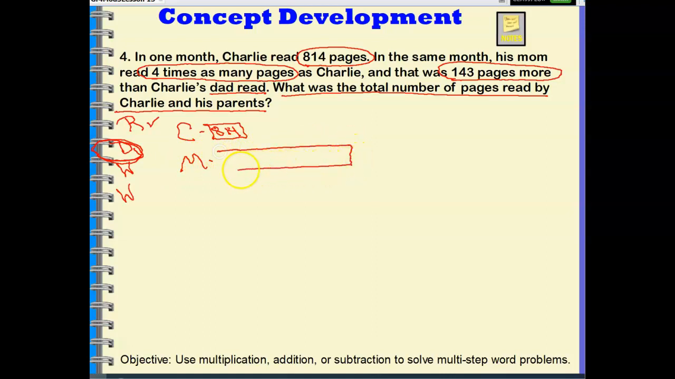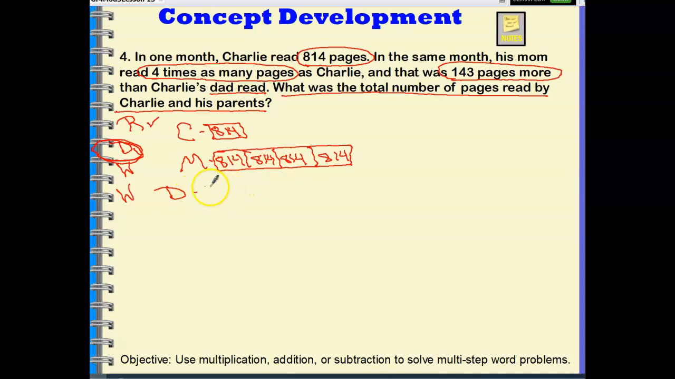So Mom read 4 times as many pages as Charlie. So I'm going to split her tape diagram into 4. And so she read the 814 4 times. 814. Okay. Now, this is the part that gets a little tricky because it's worded a little funny.